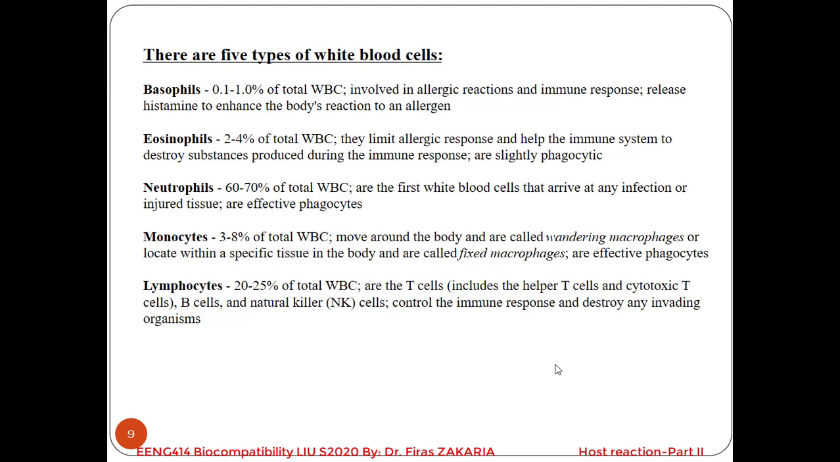So we have 5 types of white blood cells: basophils. Basophils account between 0.1 and 1% of total white blood cells. It's involved in allergic reactions. basophils عادة بيتدخلوا لما بيكون عندي allergy.